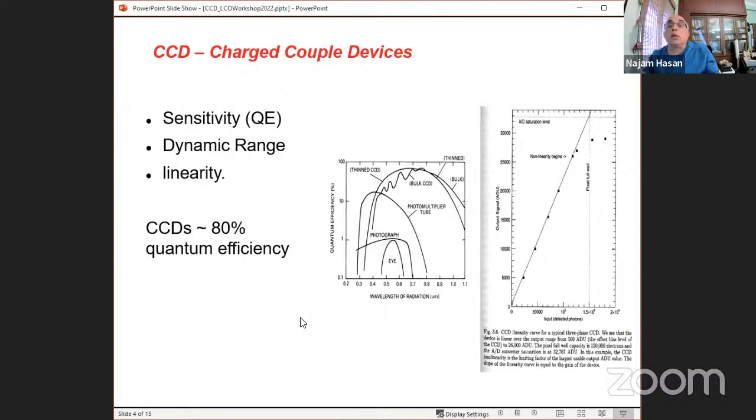So its quantum efficiency is very large, dynamic range is very high. And you see the quantum efficiency of an eye is less than 1. Photographic plates are slightly more quantum efficient, while the CCDs are much more, almost 80% more than that of the eye.